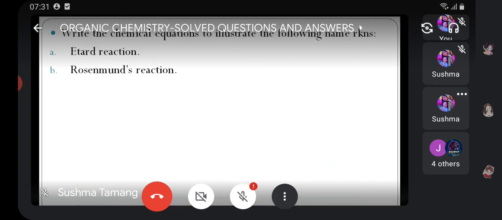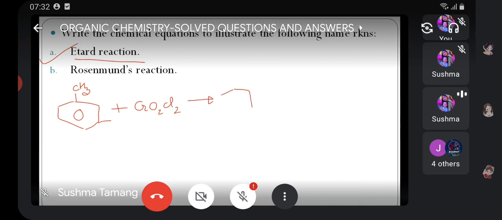Very simple answer. Now next is write the chemical equation to illustrate the following name reaction. So you are asked only to write down the reaction. So लेख्नु पर्यो. Etard reaction. What is Etard reaction? So chromyl chloride reaction हैन. So के हुन्छ तिम्रो toluene. So when you react with chromyl chloride, what happens is complex पाउँछौ तिमीले.